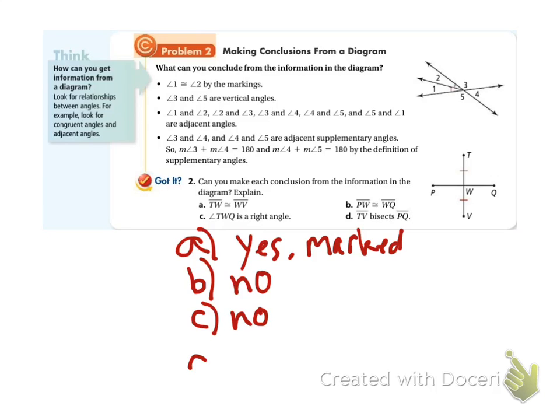And finally, D, does TV bisect PQ? Remember, bisects means splits into two. No, it doesn't, because it's not marked. If I was asked if PQ bisects TV, my answer would be yes, because PQ goes through the midpoint W, and TW and WV are marked as being congruent.